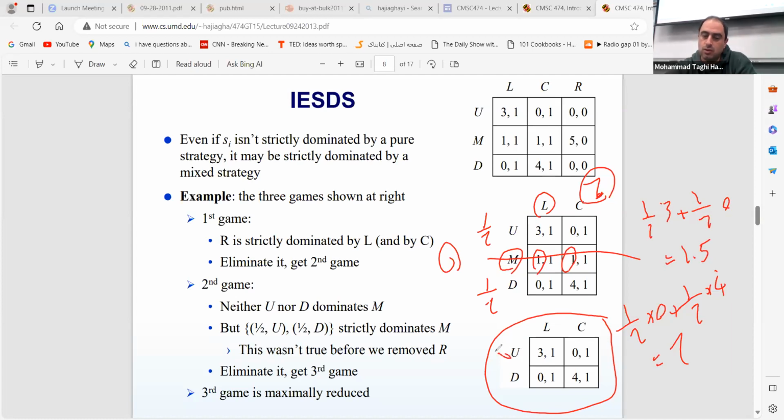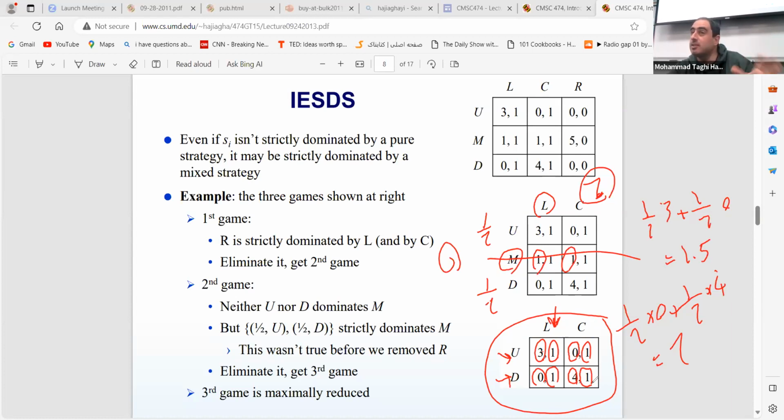And in this game, I think there is none that can be dominated. Why? If you consider U versus D, D cannot dominate U because if it's L, then this gets 0 versus 3. And U cannot dominate D because here is 0 and this is 4. The same thing for L versus C: here, 1 versus 1, and here, 1 versus 1 as well. So there is no one that strictly dominates the other one.